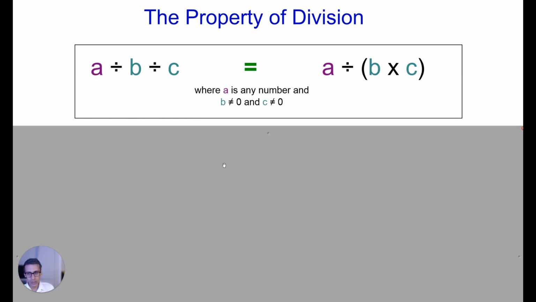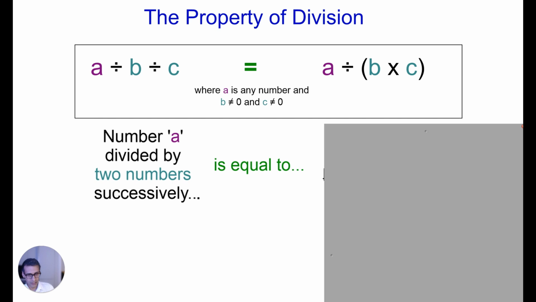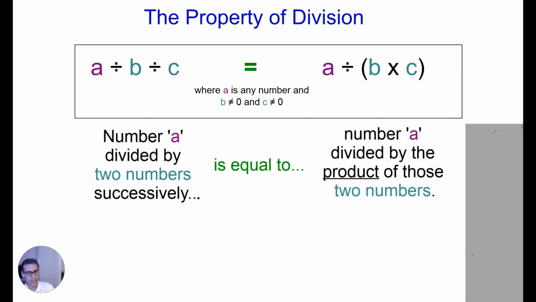So the way we're going to read this is the number A divided by 2 numbers successively means one after the other. So A divided by 2 numbers successively is equal to the number A divided by the product of those 2 numbers. And we're going to do some examples. On the next video, I'm going to show you how we can use the property of division with calculations.